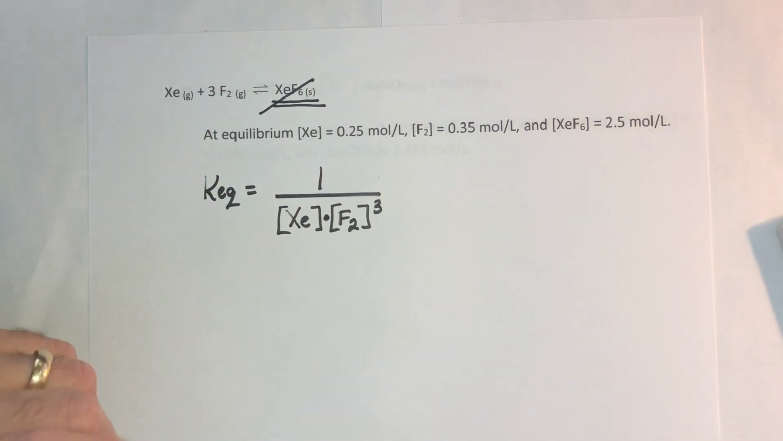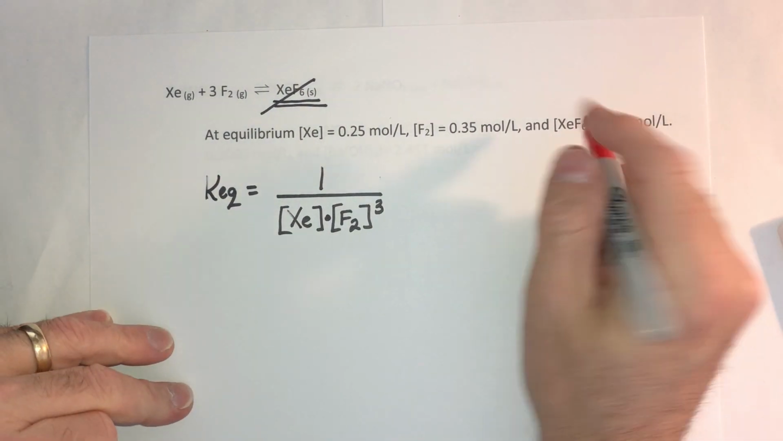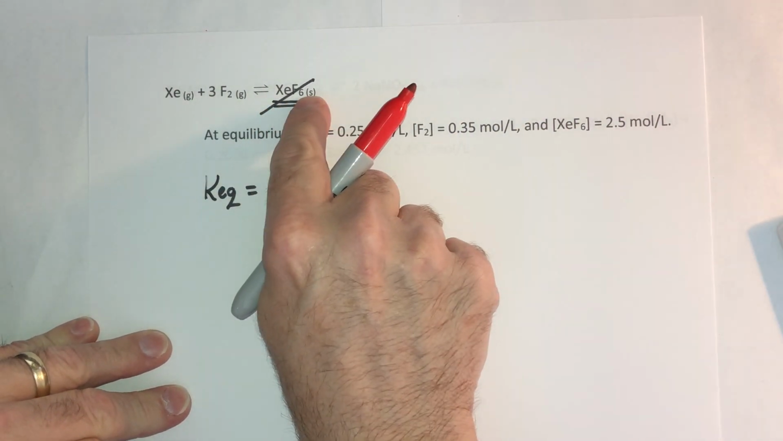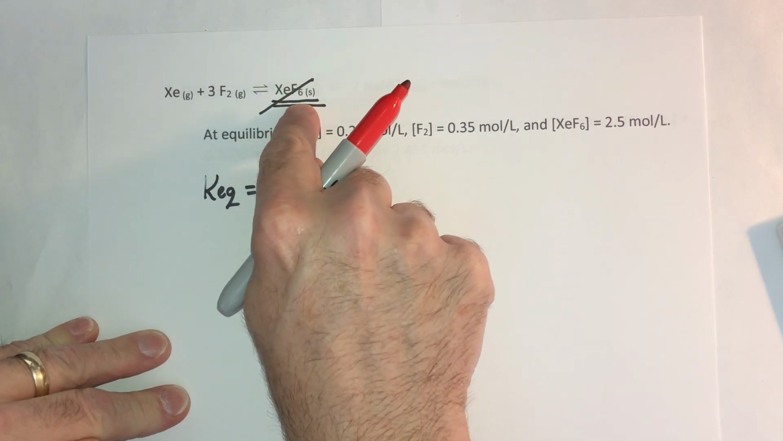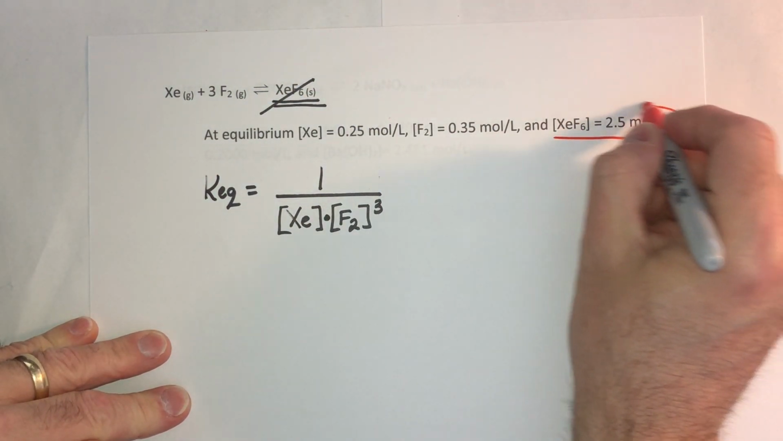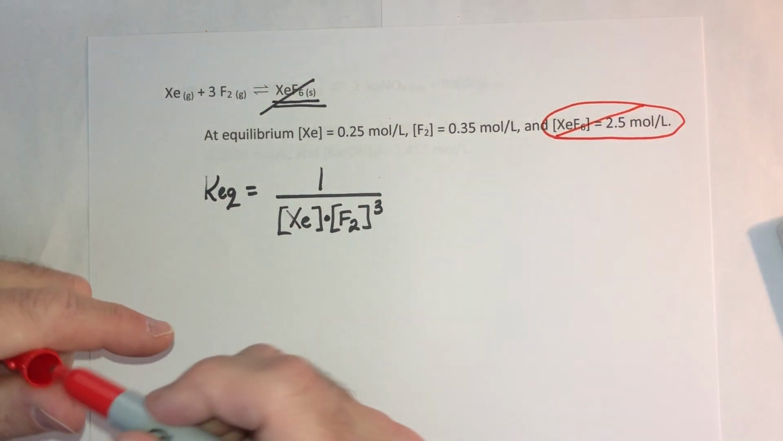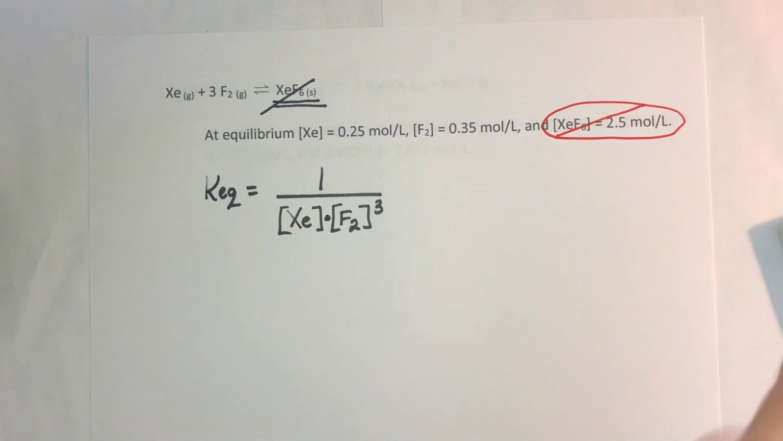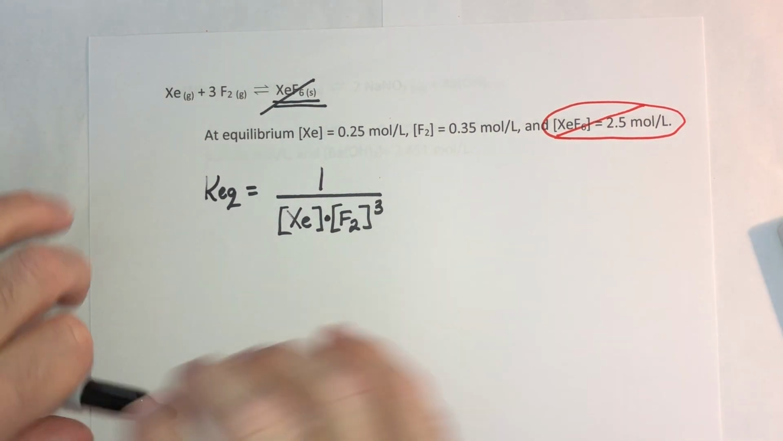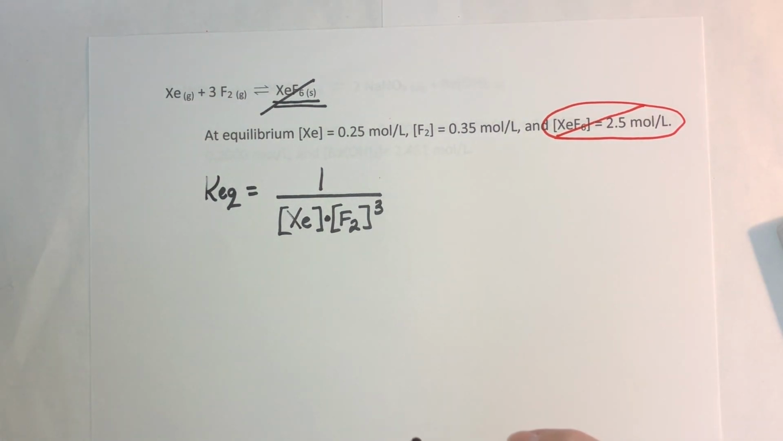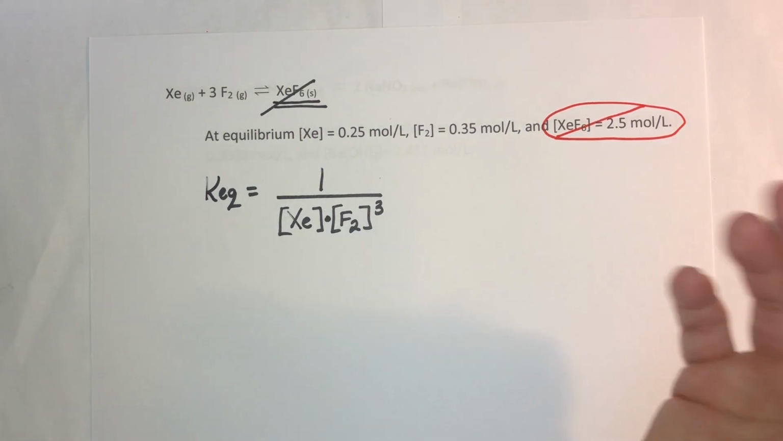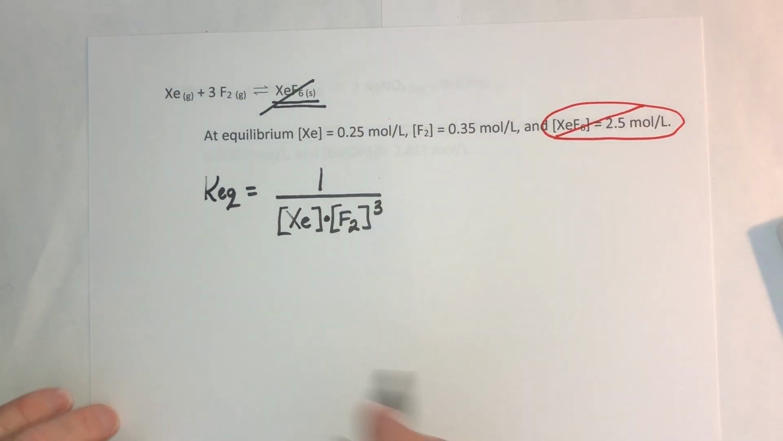Now, I did the same thing here that I did the last time. See how the xenon hexafluoride was a solid, and I'm not allowed to include it. I still gave you a concentration for it, which you don't need, and it's only meant to make you doubt yourself. That's a big part of these questions. Okay, now it's just a math problem. Take the numbers, substitute them in.